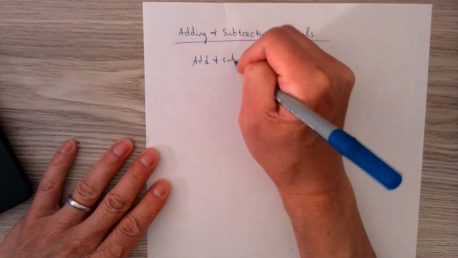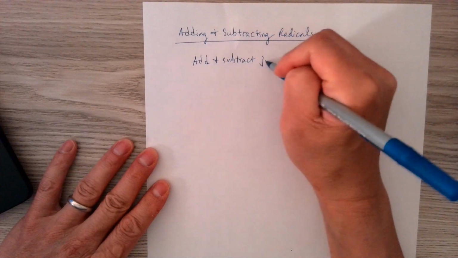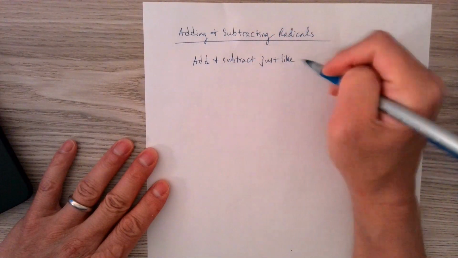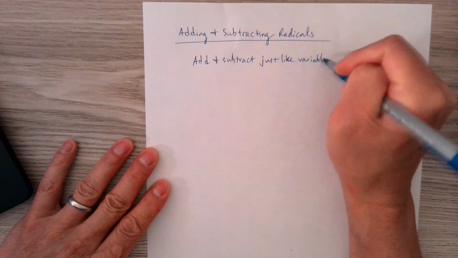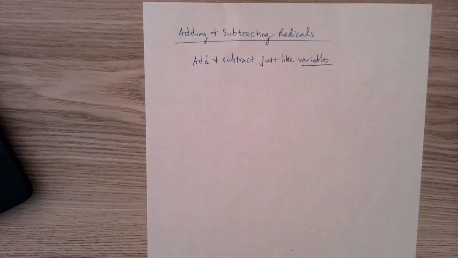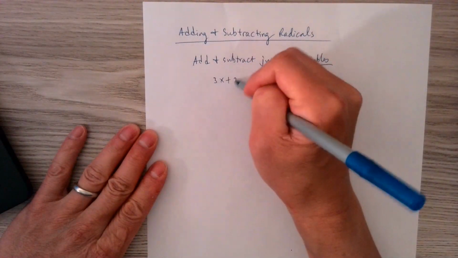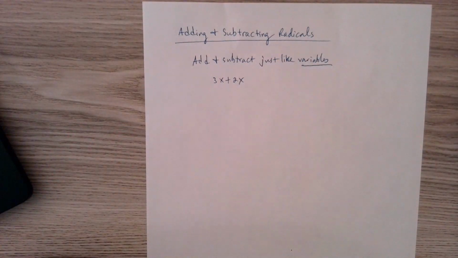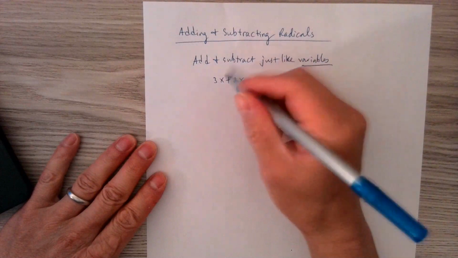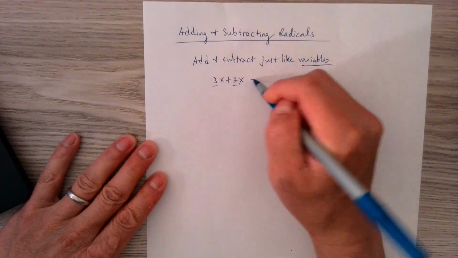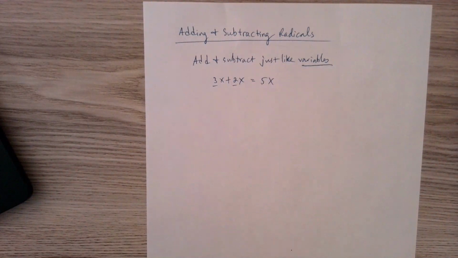They add and subtract just like variables. And what I mean is, when you add and subtract variables, let's say 3x plus 2x, all you do is add the coefficients, right? You don't do anything to that x, it's still x, because if you have 3x's and you add 2x's, you now have 5x's, right? You don't have 5x squared, you don't have 5 times 2x, you just have 5x's.